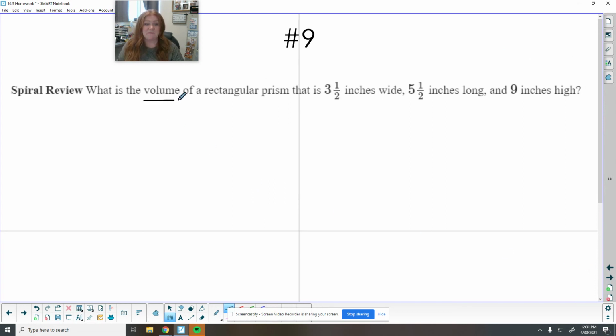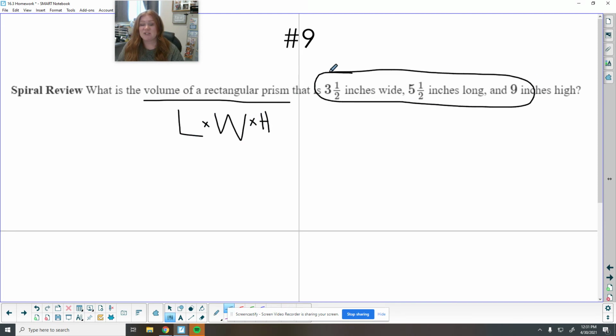Number 9 wants the volume of a rectangular prism, length times width times height. So I can see it's using some fractions here. So we want to make those improper. So 3 times 2 is 6 plus 1 is 7 over 2 times 5.5. I'm going to let you do that one times 9 over 1. Multiply, multiply, and then simplify your answer. You can keep it in fractions since it gave it to you in fractions.